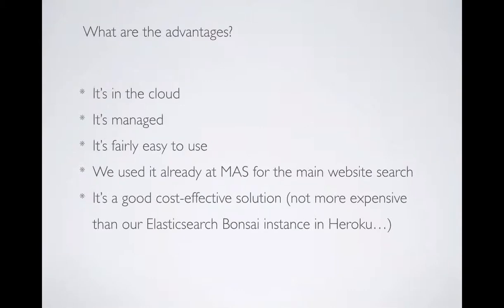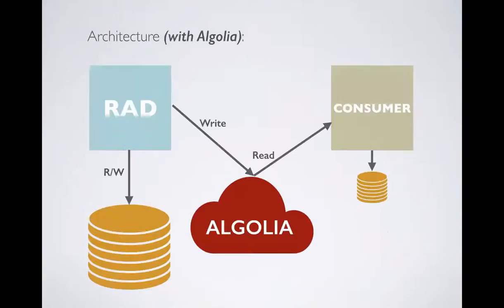But let's look at all of the advantages. It's in the cloud. Sure, it's managed. It's fairly easy to use. We use it already. It's a must for the main website search, and it's a good cost-effective solution. It's not more expensive than our Elasticsearch Bonsai instance in Heroku, which is in the range of a few hundred something pounds. But that's not the point. It's a good cost-effective solution in general, especially based on our experience from Mass, the main website.